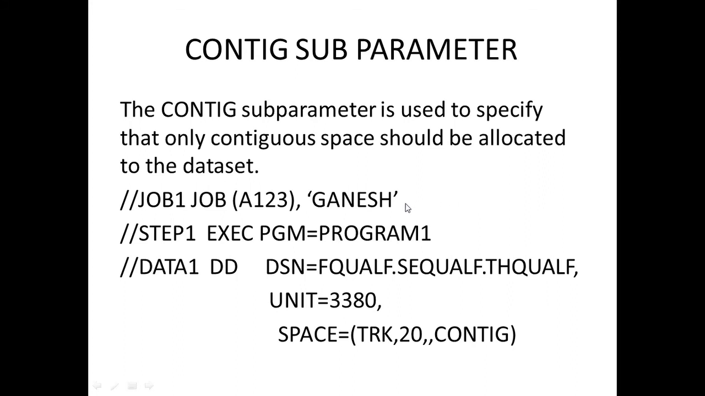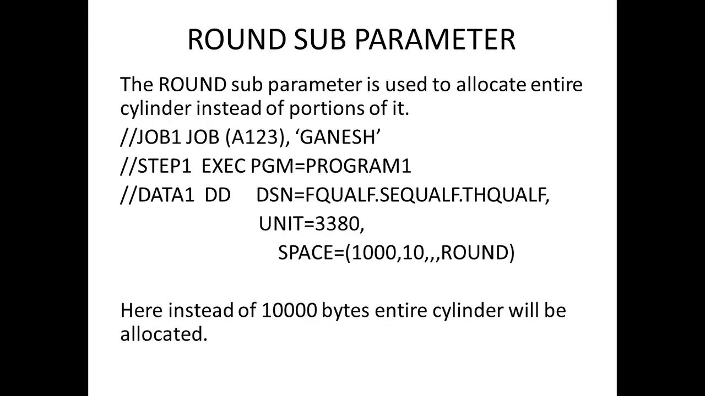And the next one is the contig subparameter. It is for getting the contiguous space, that is continuous space. So it is used to specify that only contiguous space should be allocated to the data set. Memory area will be allocated to this data set.